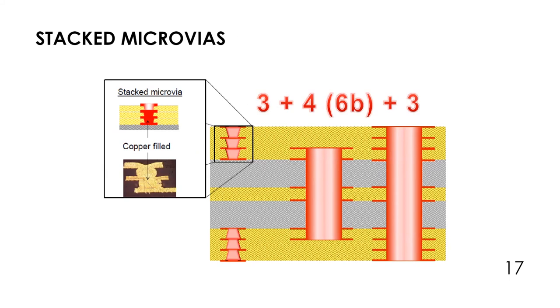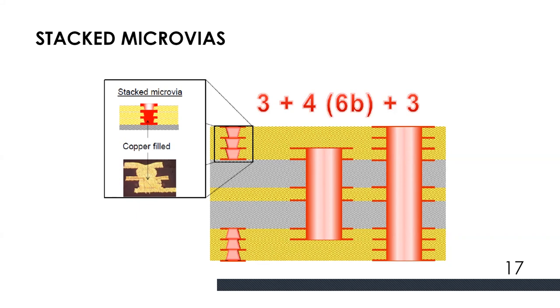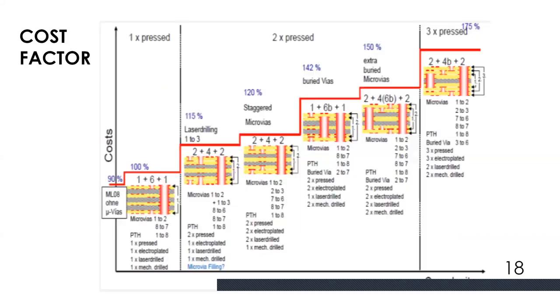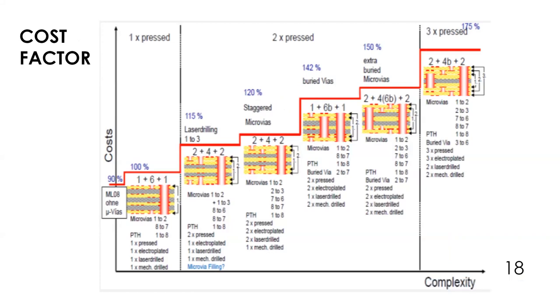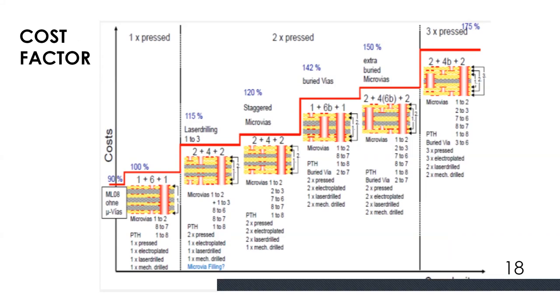It's a three lamination cycle. This buried structure is one lamination cycle, and along with this, this microwire gets drilled. Then for this microwire, there is one more lamination, and for this, one more lamination. So the cost factors, if you say one press, two press, three press, means one lamination, two lamination, three lamination cycle. This is all a different combination of the structures for a given 8 layer board. So where the number of lamination cycles increases, your cost increases.